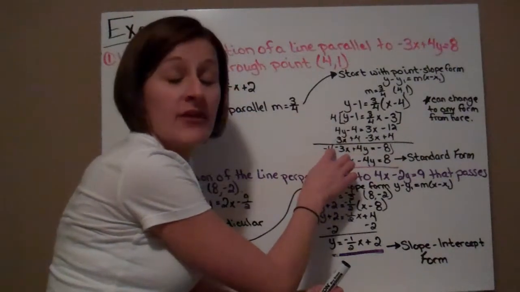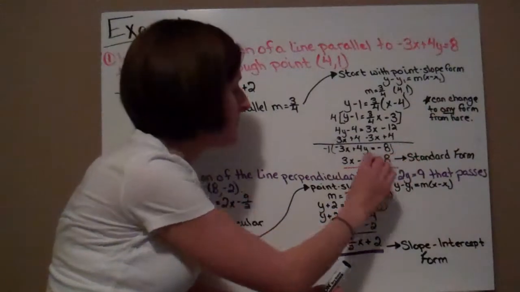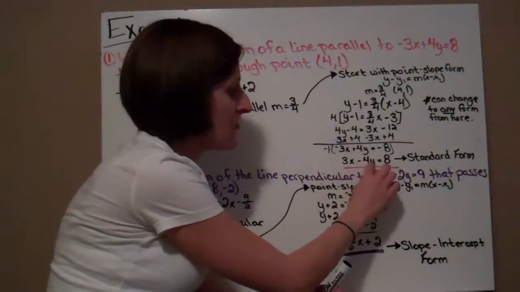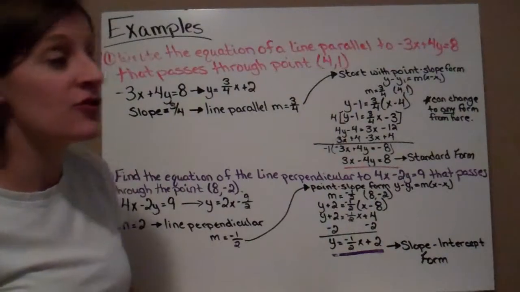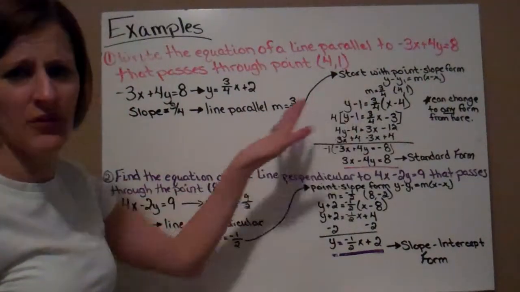Now I cannot have an a value be negative, so I need to multiply this whole thing by a negative 1. So I get 3x minus 4y equals 8. This is in standard form of the equation parallel to the first equation. And so we're done with that one.